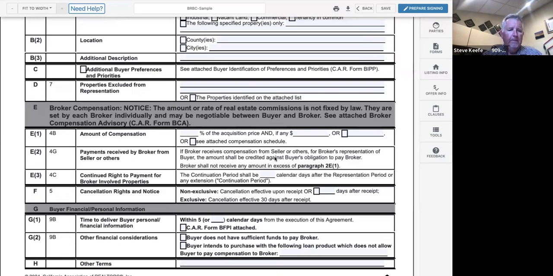E3, continued right for payment for broker-involved properties. What that means is that for a continuation period after this agreement expires, so if you have a 3-month agreement, which is the maximum you are allowed to have, this gives you additional protection after that 3-month period for any properties that you had broker involvement with, or if you're an exclusive agent, any properties that they buy within that time period. So 30 days probably would be too short of a period. I'd recommend at least 60 to 90 days. Probably 60 days is going to be the best alternative for that representation period.